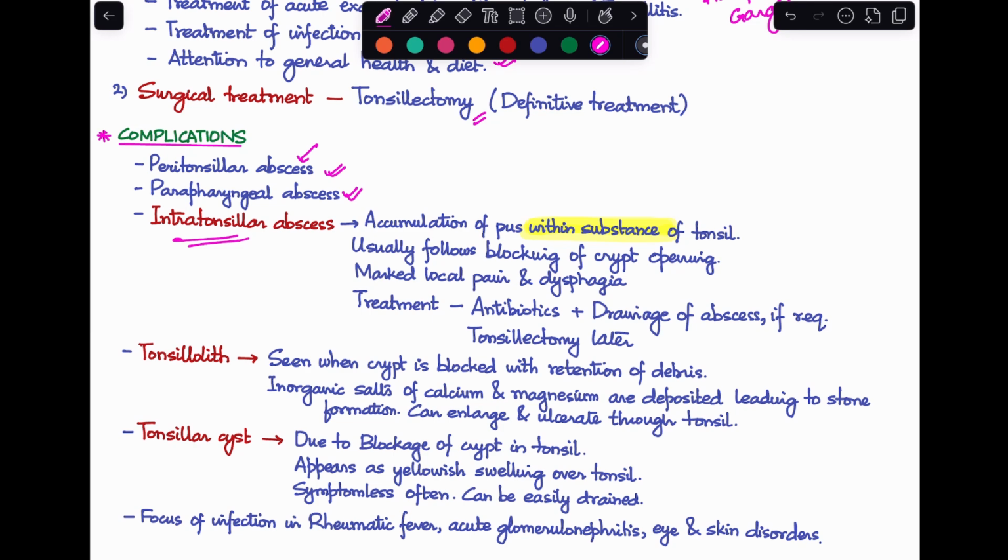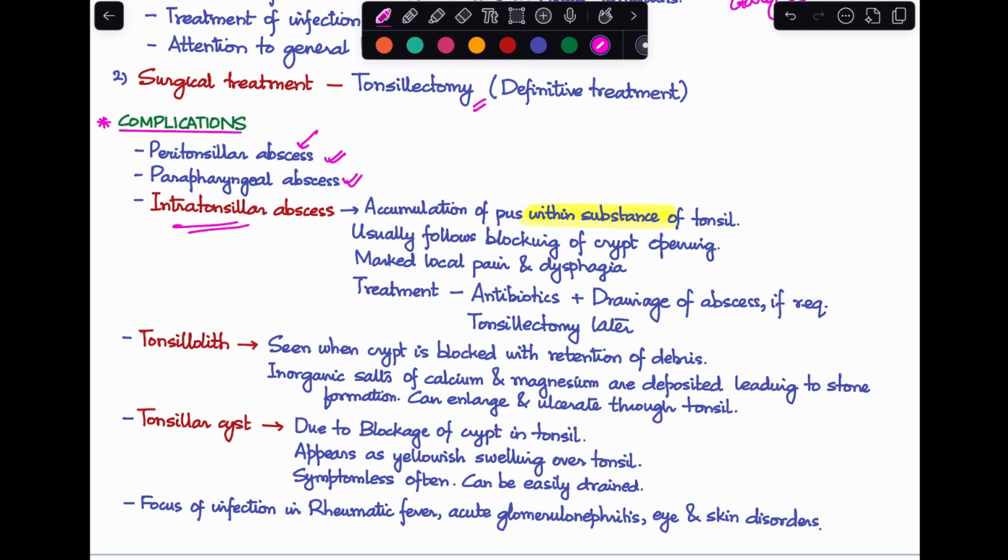This happens only once the tonsillar crypt opening gets blocked. These patients will have a lot of local pain and dysphagia. For treatment, you would have to start them on antibiotics and drain out the abscess whenever required. And ultimately, after the condition has resolved, you have to do a tonsillectomy. Next complication is a tonsillolith, which is basically a tonsillar calculus, so calculus formation in the tonsil.